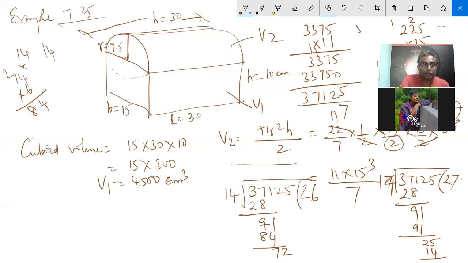72, 14 goes into 5. Okay, 5 times it goes. Correct. 70 goes 5 times. 2 is remaining. 25, it goes 1 time. So 2615. In 25 it goes 1 times 14. So 9 is the remainder there. 9 it doesn't go.